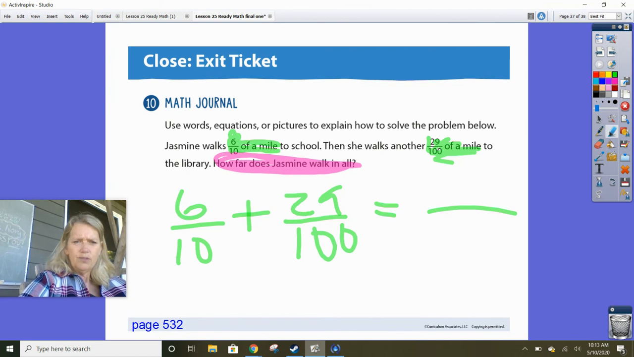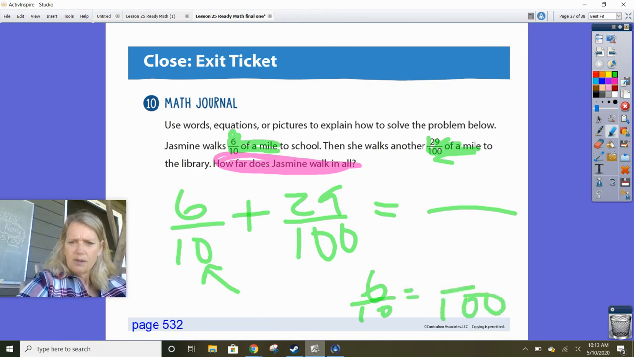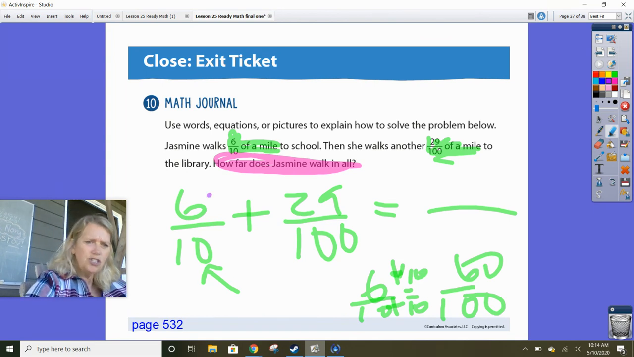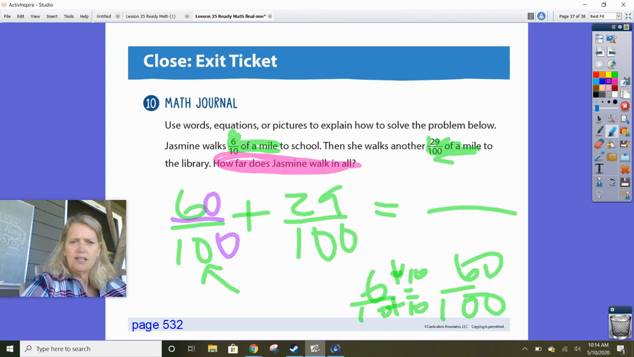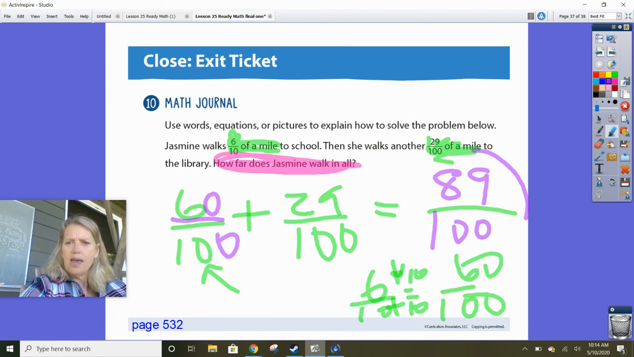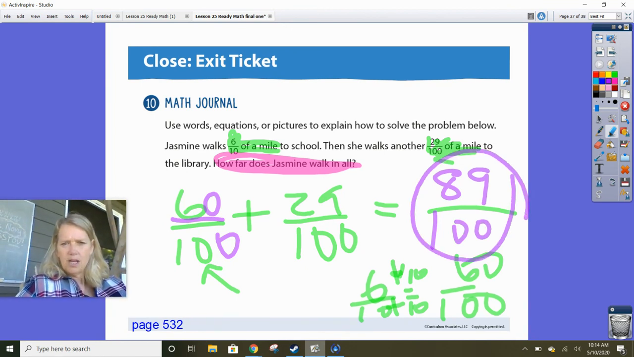Okay, so we can't just add this. We must have a same size fraction. So let's change those tenths to hundredths. And you're probably ahead of me by now because we're getting really fast at the times 10 over 10 for 60 100ths. Okay, so this changes to 60 100ths. And then 60 plus 29, 60 plus 20 is 89 100ths of a mile. So that's using the equivalent fraction style, but you can use pictures, money, number line, however you want to, all those ways would work.